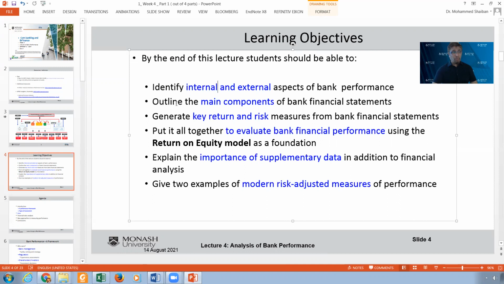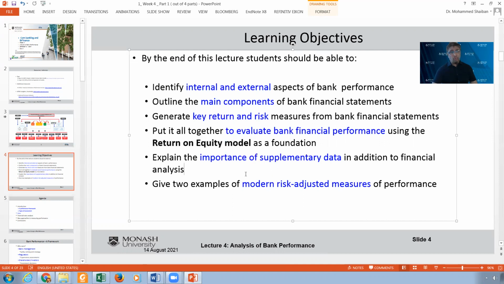Then after that, we will go to the main components of bank financial statements. This is where we start the internal and the quantitative one. We need to see the financial ratios, which I think most of you have seen in other units. And we will talk about the key return and risk, because we have to balance between the risk and the return in a way that we maximize our shareholders' value. As I told you, we will talk about the return on equity model. This is a very good model for our setting as a bank because it connects the risk and the return.